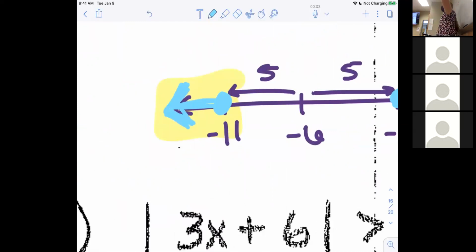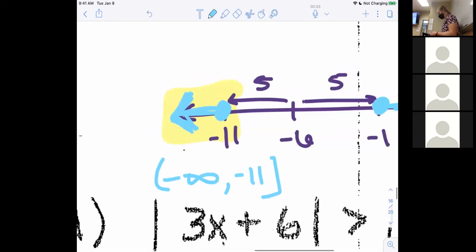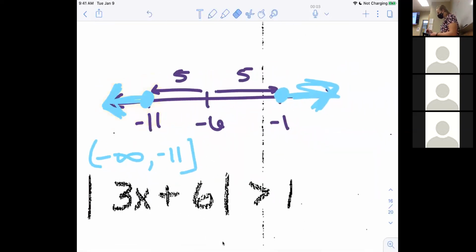I'm going forever to the left. Negative infinity. And what's the biggest number in that interval? -11. Does infinity always have a parentheses or always have a bracket? Parentheses. And then does the 11 have a parentheses or bracket? Bracket. Awesome. Same idea for the next one.